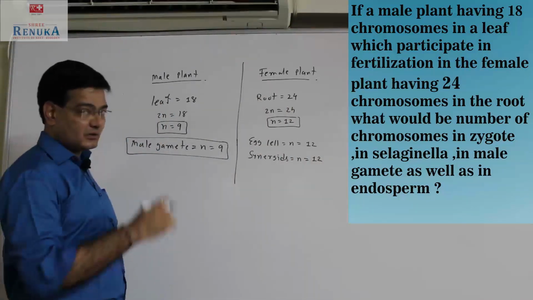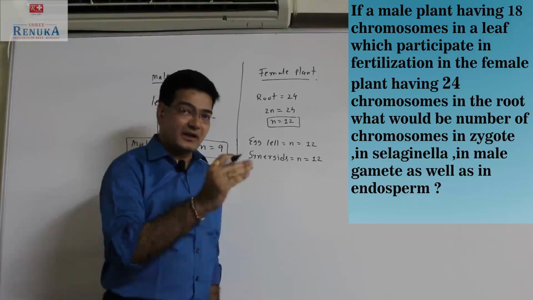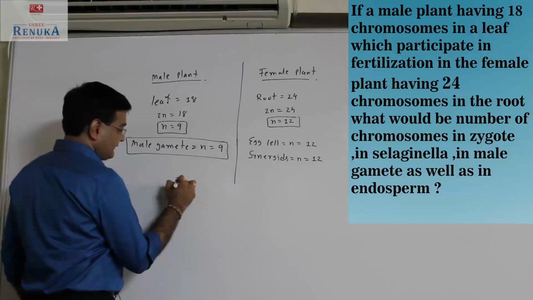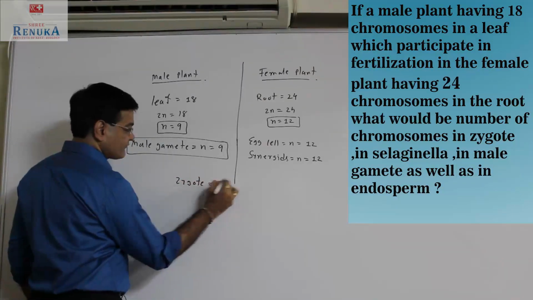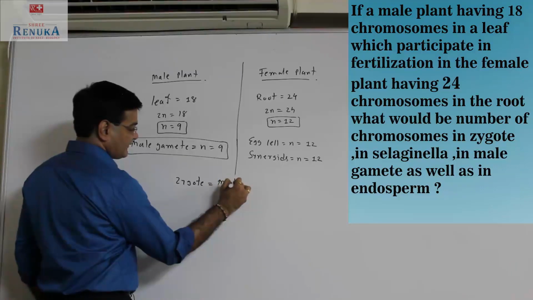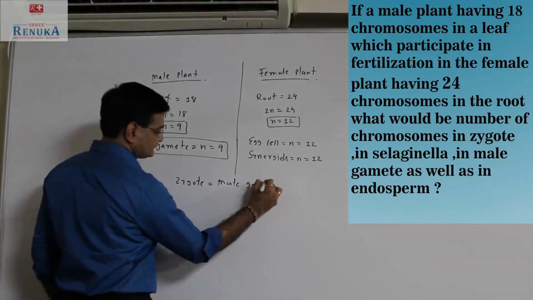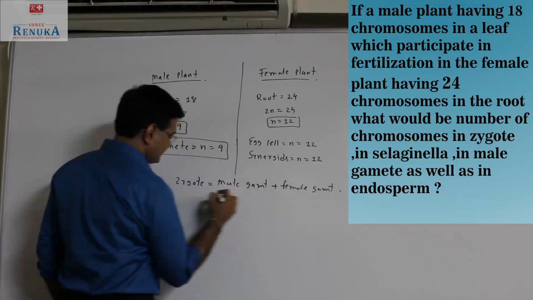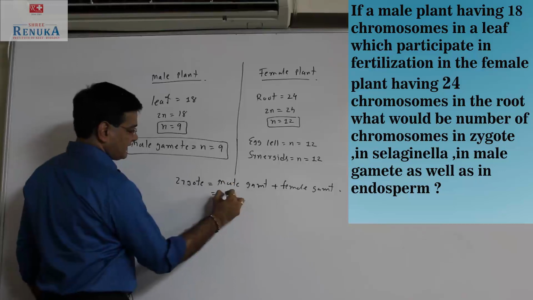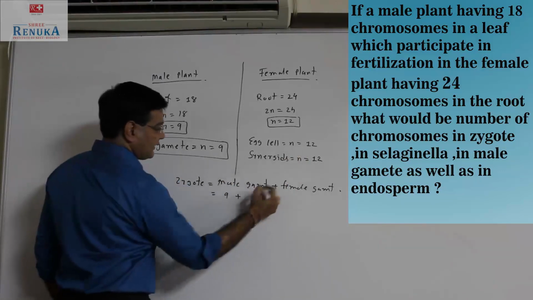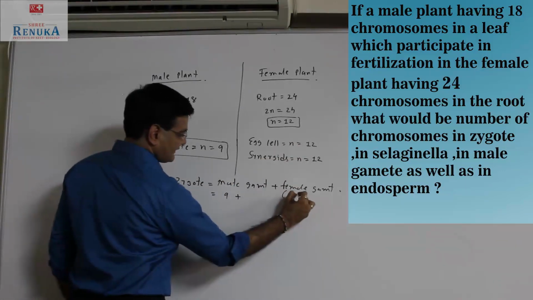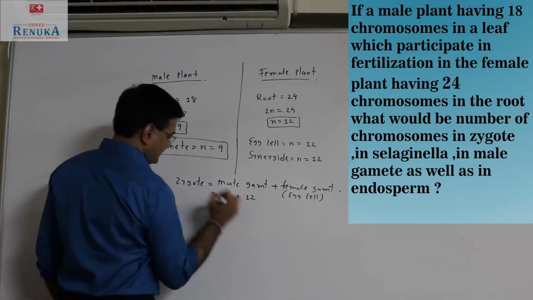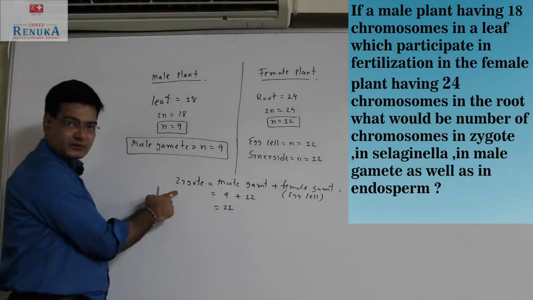But now in the question they also ask number of chromosomes in the endosperm as well as in the zygote. So students, if we ask about the zygote, zygote is simply formed by male gamete and female gamete, and in the zygote male gamete having 9 chromosomes and female gamete, or simply the egg cell, contain 12 chromosomes. So number of chromosomes are 21 over here in the zygote.